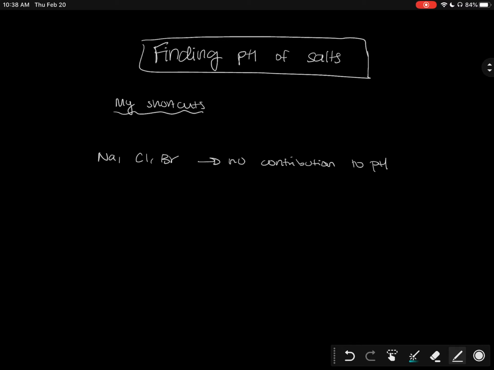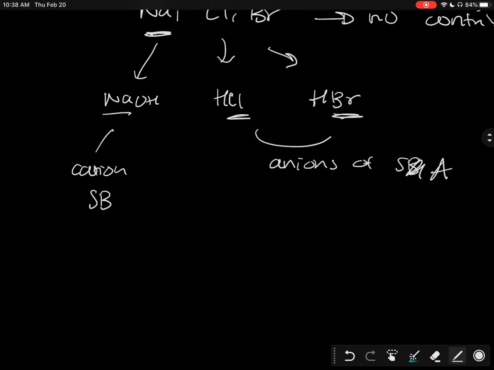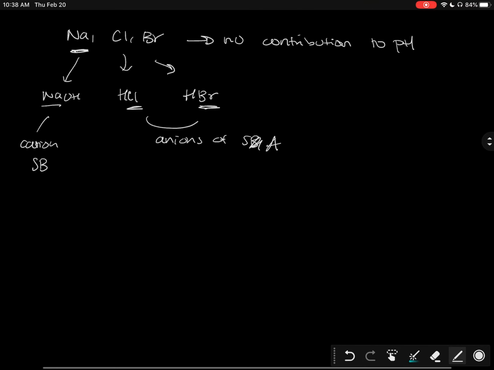Right? So if we remember, this comes from something like NaOH, this comes from something like HCl, this comes from HBr. So technically, these are the anions of a strong acid. This is the cation of a strong base, right? So if it's coming from anything that's strong, it's not going to contribute to the pH at all, right? So if I see any of these ions, I know right away that it's not going to contribute at all to the pH.